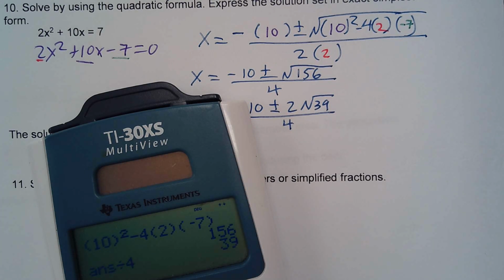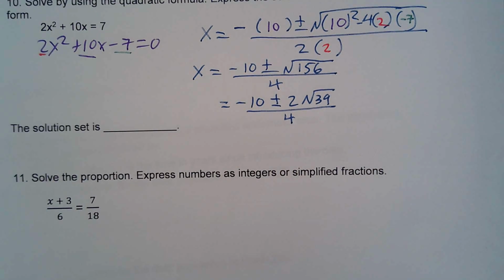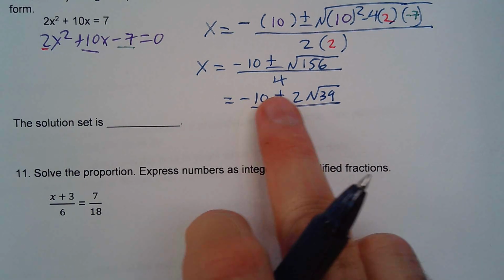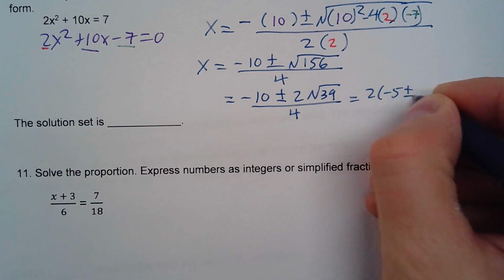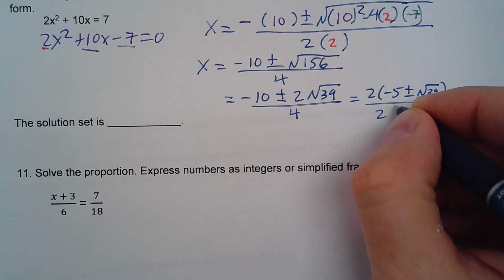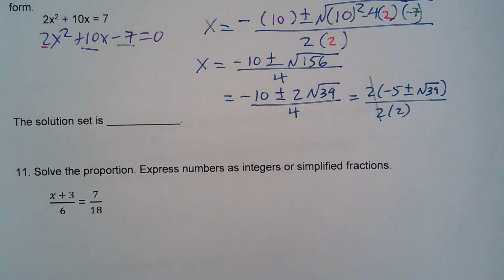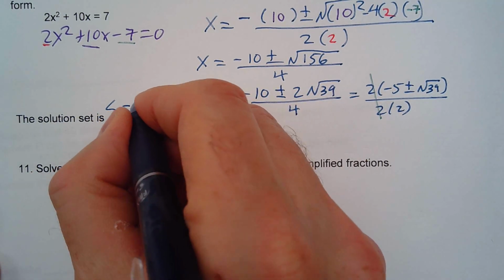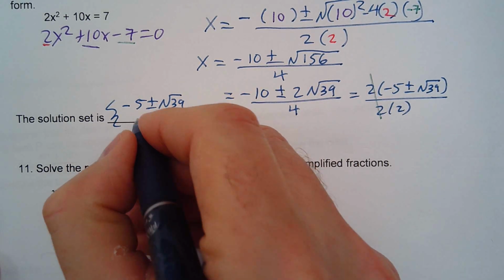So again, you can also do it on your calculator if you want to check that. So now I've got a common factor of 2, so I want to divide each of these by 2. So let me just write out that step. I'm going to cross out these 2's. And that's going to leave me with my answer: negative 5 plus or minus the square root of 39 all over 2.